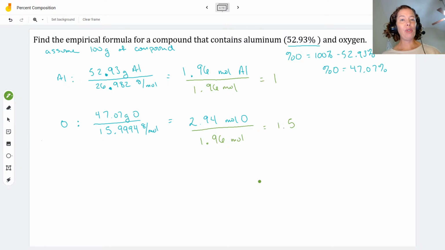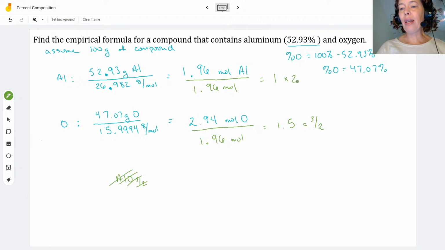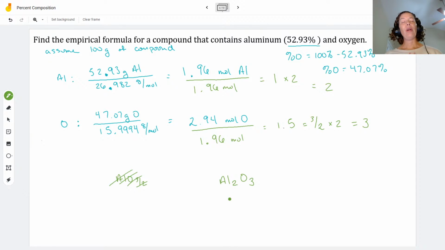So don't try to round this up to 2. What this 0.5 tells us is that we really have a ratio of 3 halves. Now, again, we're not going to write this compound as aluminum, oxygen, 3 halves. That doesn't work. What we need to do is get rid of that half in the denominator. And the way we do that is we multiply by 2. So now I'm going to take my 1 and multiply by 2, my 3 halves and multiply by 2. So that's going to give me 2 aluminum and 3 oxygen, which means my empirical formula, sorry, not molecular formula, is Al2O3.